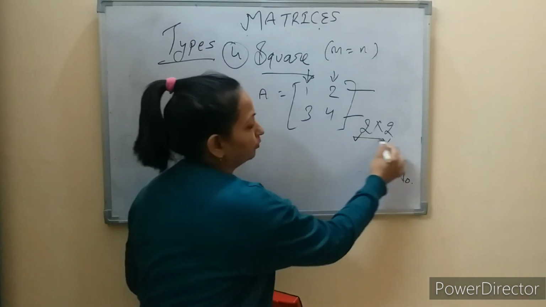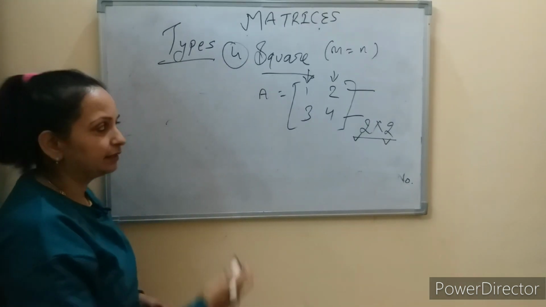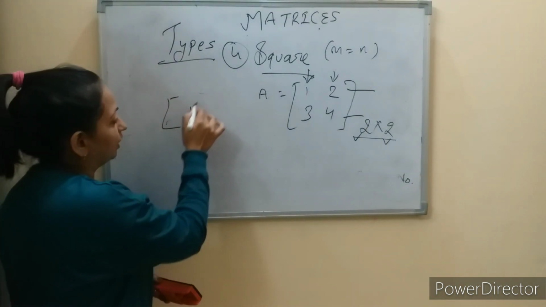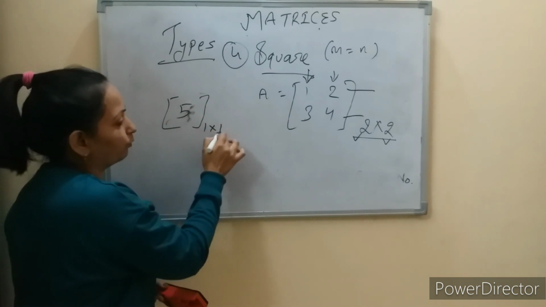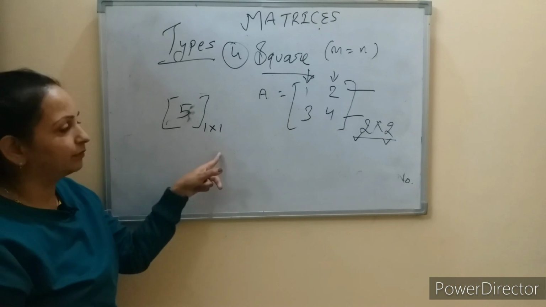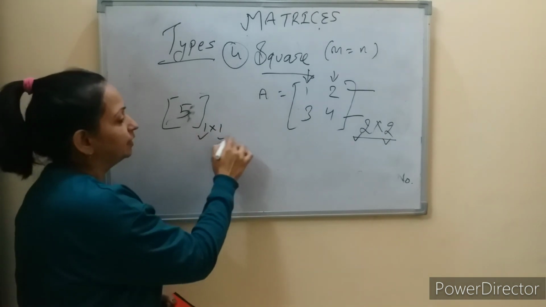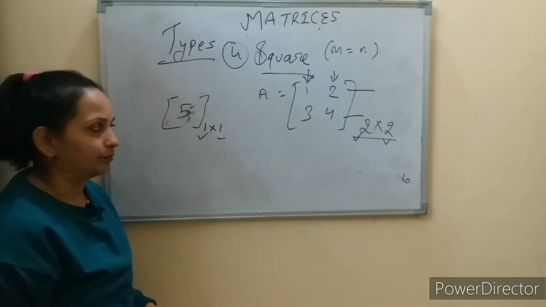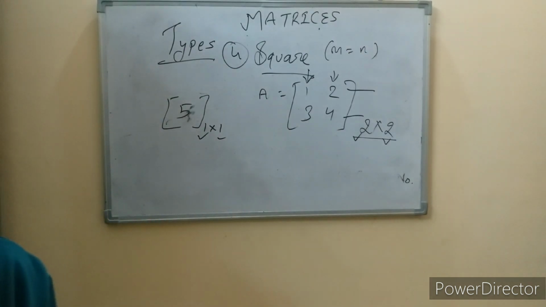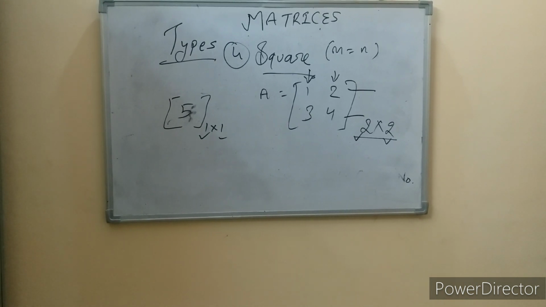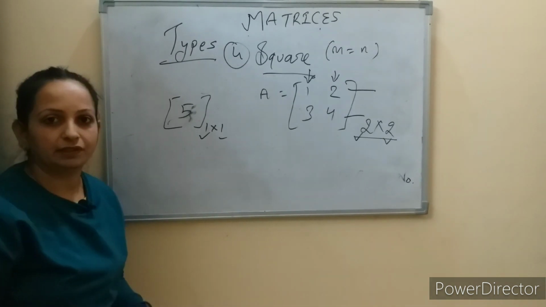It can be 2 by 2, it can be 3 by 3, and the smallest square matrix is like this, because it is 1 by 1, one row and one column. The numbers are the same, so it is a square matrix. You can note it down if you want. Okay, so the square matrix and all the types are clear.